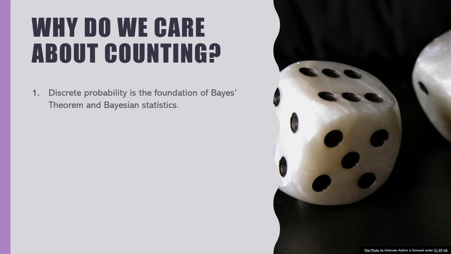The reason this matters is discrete probability is the foundation of Bayes' theorem and Bayesian statistics. Okay? And that's basically the last day of class. The last day or two we get into Bayes' theorem and Bayesian statistics and what that's all about. But that's used in the real world everywhere, right? Spam filters are based on Bayes' theorem.